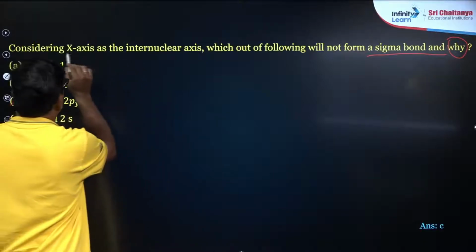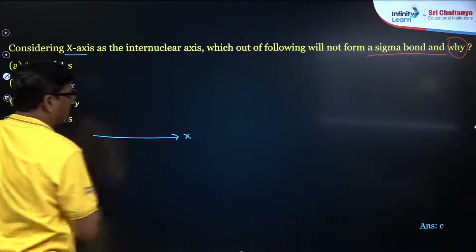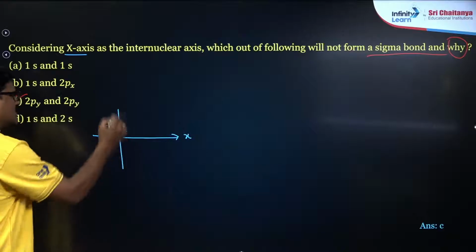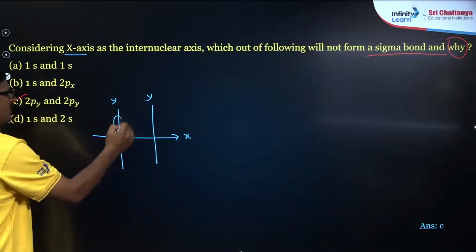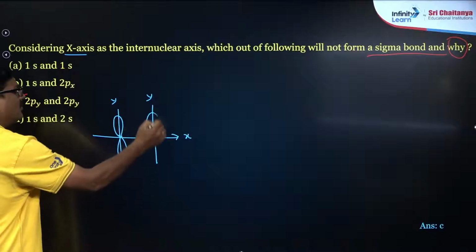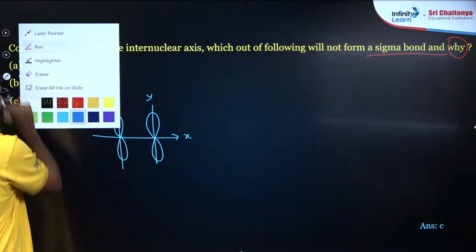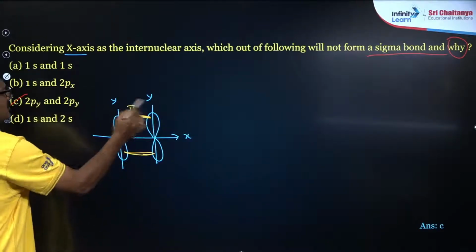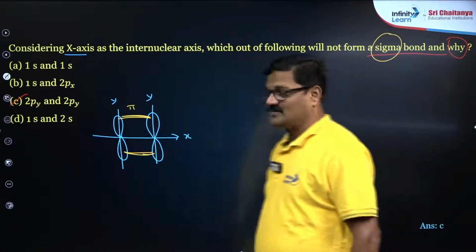Suppose the x-axis is the bond axis, and 2py and 2py are going to be like this, py and py. So py and py, these two combined, which bond will they form? You are going to form a pi bond but not a sigma bond. It is asked about the sigma bond. That is the reason why.